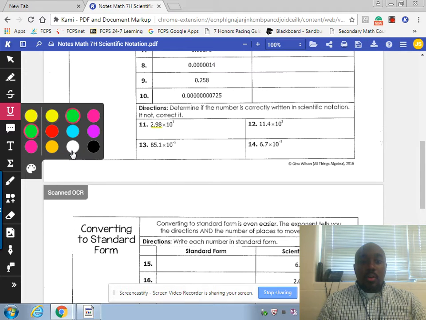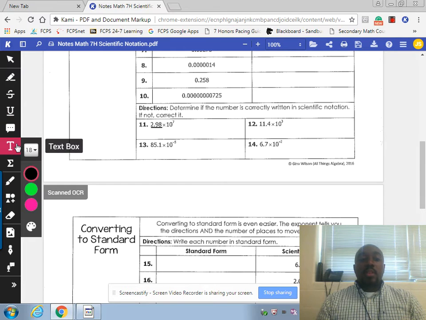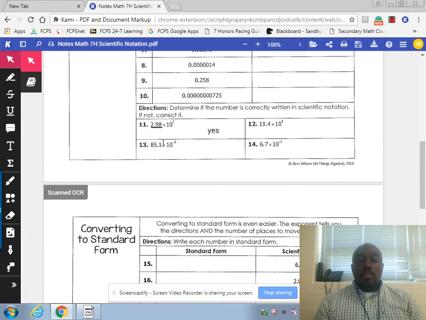Does this number fall between 1 and 10? Okay. Yes, this number does. 2.98 does fall between 1 and 10. So is this first one written in scientific notation? Yes, it is. Okay. So go ahead and practice the rest of those, and then we will discuss them in class.